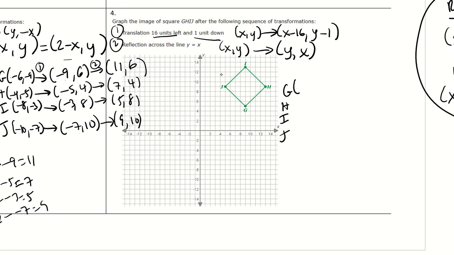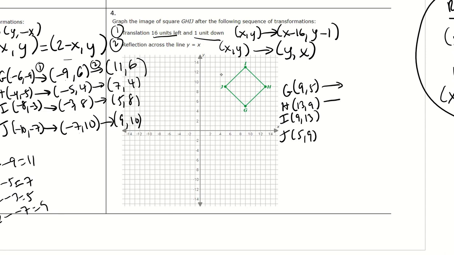Okay, so we got G, H, I, J for the coordinates. So G is (9, 5). H is (13, 9). I is (9, 13). And J is (5, 9).